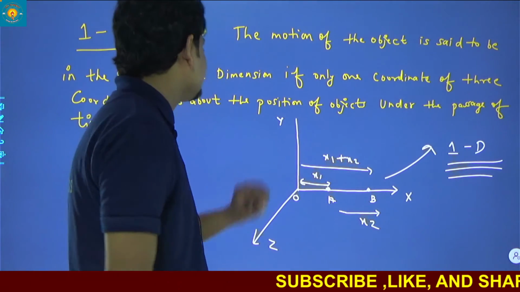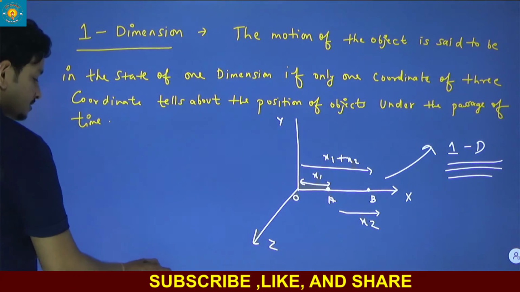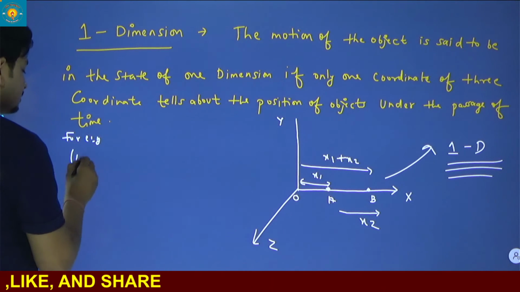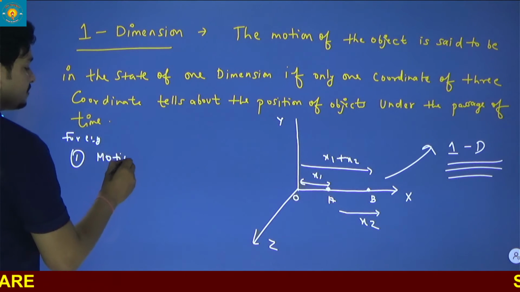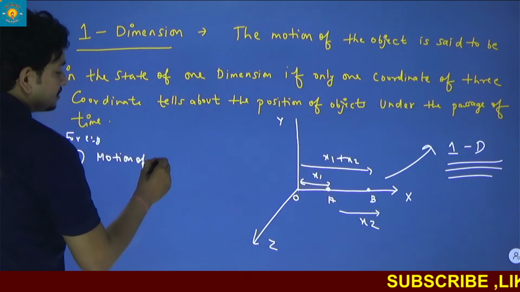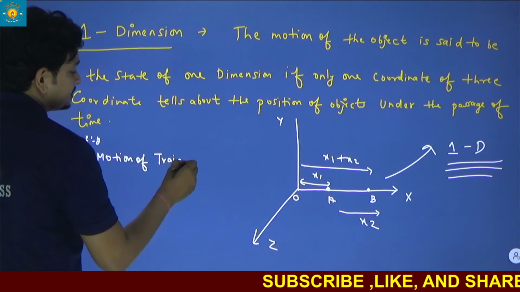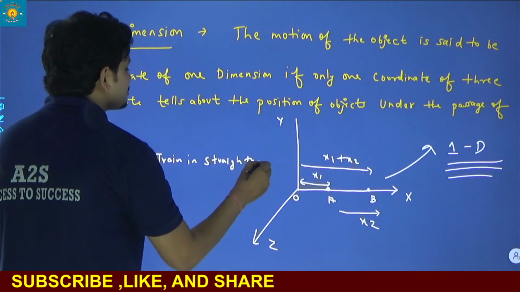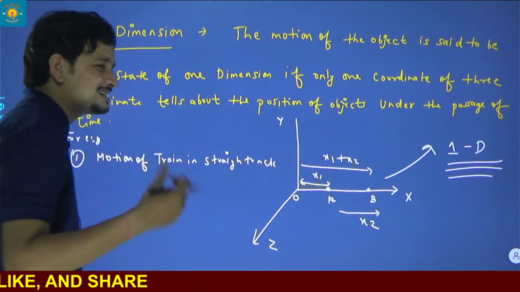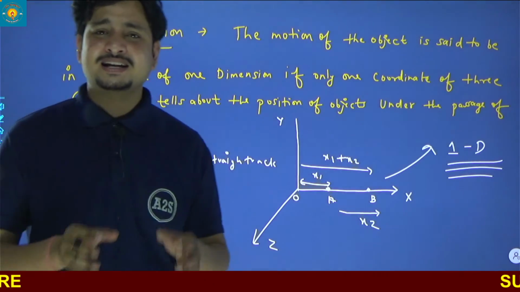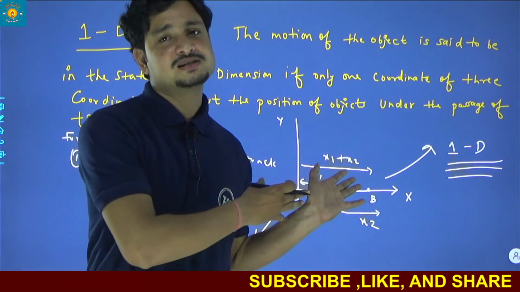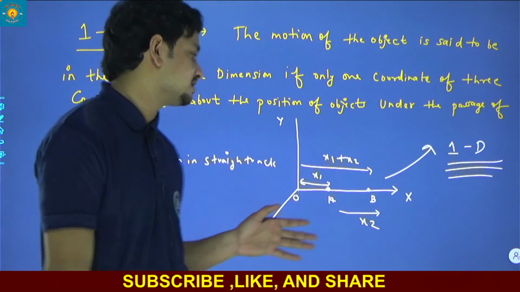Clear? Let's talk about examples also. For example, the motion of a train on a straight track. Motion of a bus, car, cycle in a straight path is in one dimension. They are all in one dimension.